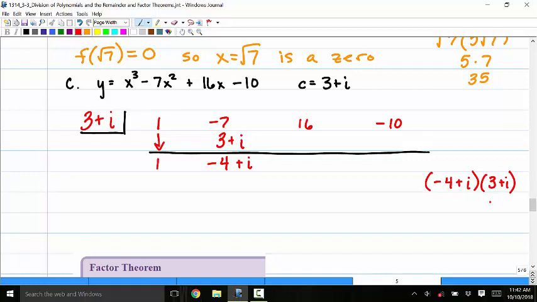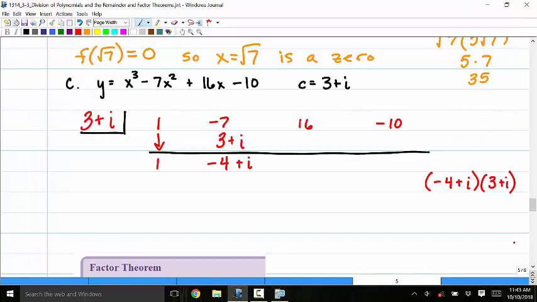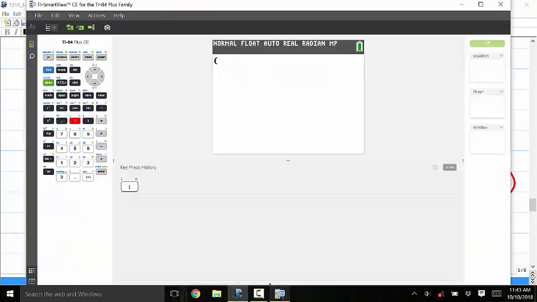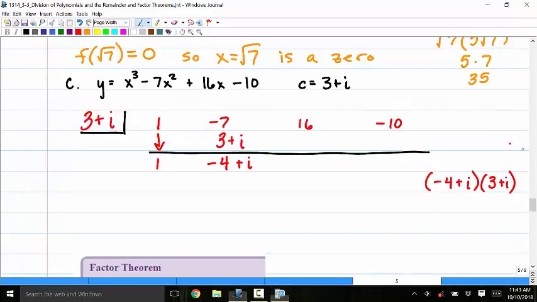You've got to go FOIL it. First, outer, inner, last. If you don't like doing it that way, you open your calculator and type negative 4 plus i, where the i is above the decimal point, times 3 plus i. Enter. What do you get? Negative 13 plus i.